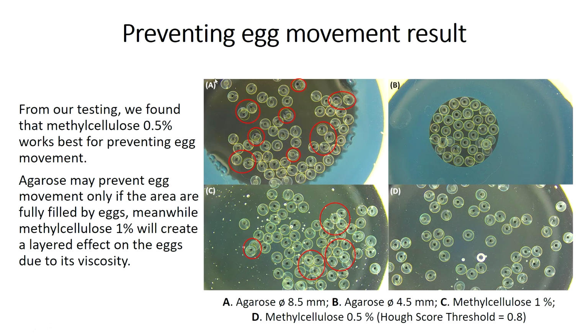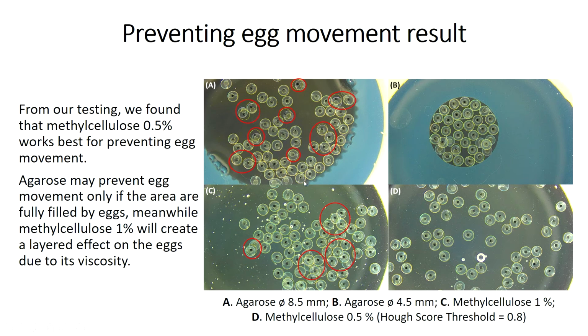With the bigger agarose diameter, it seems there is still a lot of egg movement, but in the smaller diameter of agarose, there is less movement. But that is because in the 4.5 mm agarose the eggs are tightly packed. Therefore, they cannot move too much, except for several eggs that are above the others.